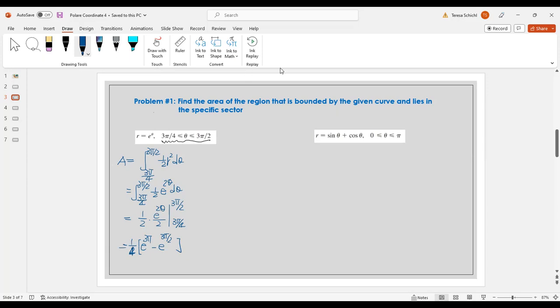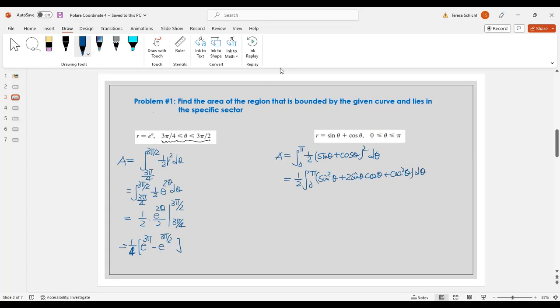So the same way is here for this graph, r is equal to sine theta plus cosine theta. So you will say A is the same thing from 0 to pi, 1/2 r squared, right? So r squared is just (sine theta plus cosine theta) squared d theta here, right? Now in here, you might need to use a little bit of trig identity. So this will be sine squared theta plus 2 sine theta cosine theta plus cosine squared theta, right?